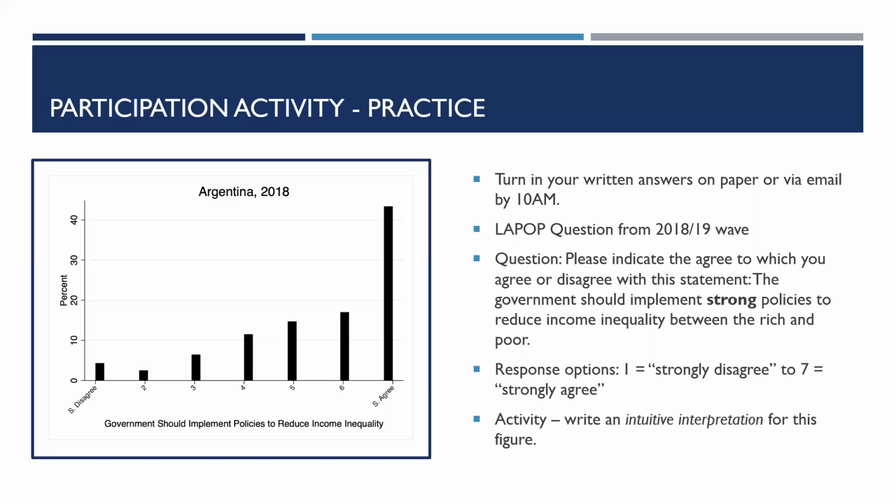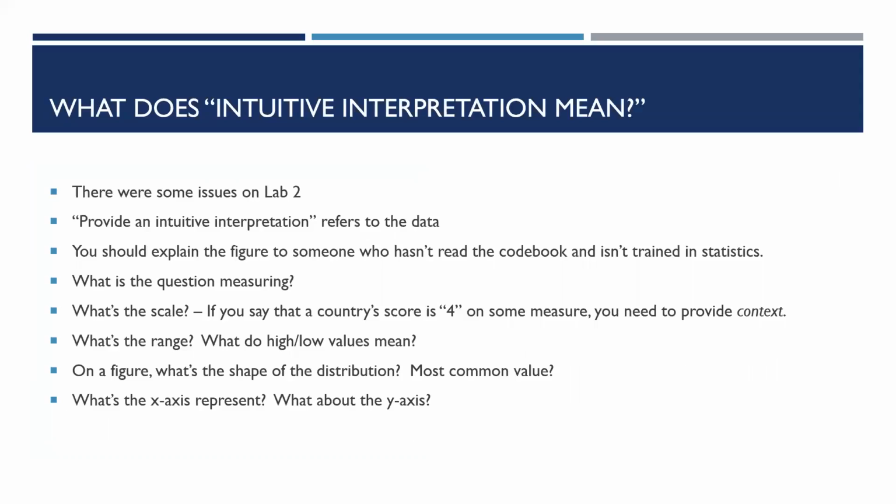And then the other thing that we see is the distribution, right? The mode, or the most commonly selected answer, was that people strongly agree, a 7 on this scale, that the government should implement strong policies to reduce inequality. So, that's what I mean when I say intuitive interpretation. You should situate your interpretation in the data itself. We're not necessarily asking for an explanation of why this is the case. We just want to be able to explain the figure in the data to someone who hasn't read the codebook and who hasn't been trained in statistics.